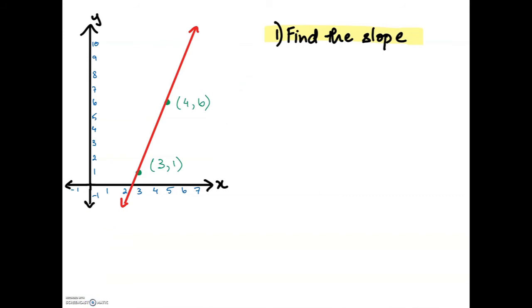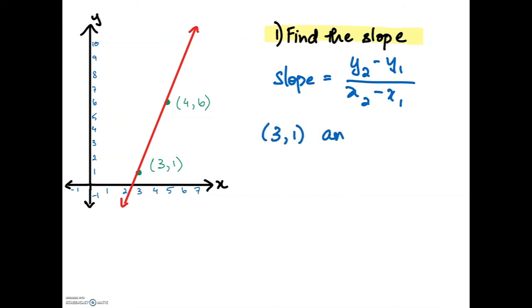So basically we're going to do the same thing as before, except there's another step in finding the y-intercept that I'm going to teach you once we get there. So first off, let's find the slope. As I said before, the formula for the slope is y2 minus y1 over x2 minus x1. And I've pointed out two coordinates in this graph as well. So our two coordinates are (3, 1) and (4, 6).